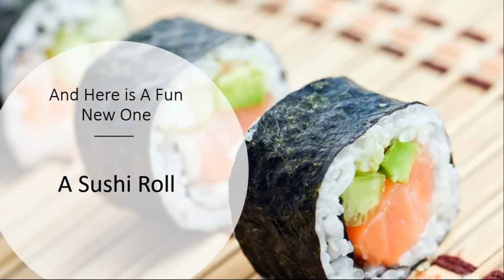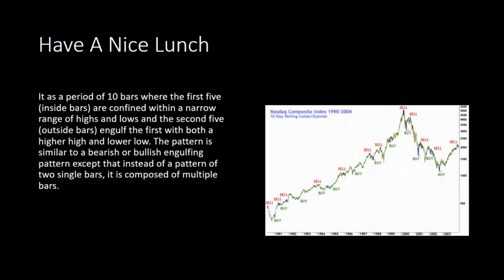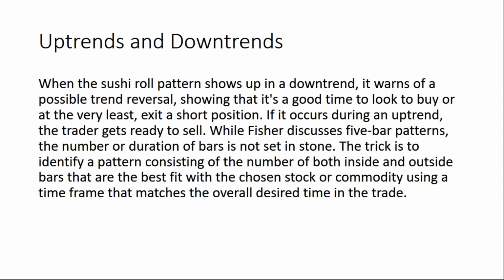Now, while I was researching this class, I came across this funny one called a sushi roll. And we're not going to spend much time on it, but I just thought it was cute. It is all about buying and selling the retracements and the reversals. It's a 10-bar period where the first 5 bars are confined within a narrow range of highs and lows, and the second 5 bars engulf the first with both a higher high and a lower low. So each time the asset moves up over 10 bars and then thrusts back down and eases down, you would buy at the bottom of the 10 bars, sell at the top, and buy again. And it's like rolling up a sushi.